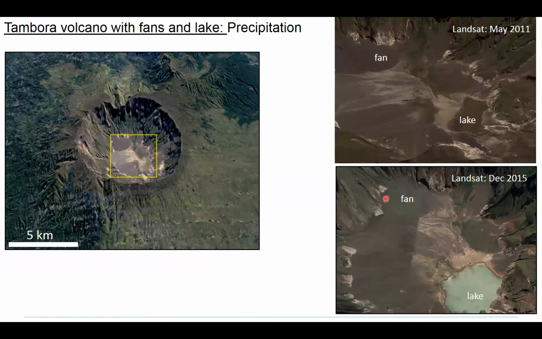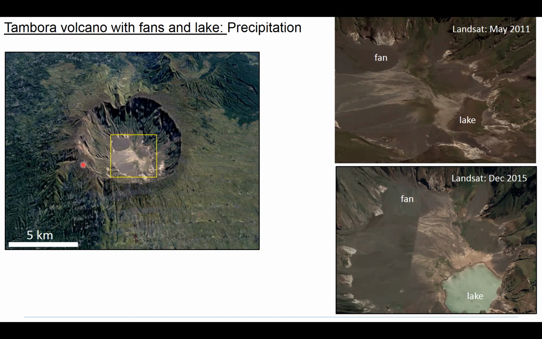Do such things have a terrestrial analog? Yes, I have given examples for the snow and precipitation on Earth. This is the Tambora volcano located in Indonesia. Again, this is located in the equatorial region, so we can say there may not be a possibility for snow deposit at this latitude. However, within this crater, due to the precipitation, fan deposits form, and due to seasons and temporal changes, the deposits form fans, and they even form lakes within this volcano.